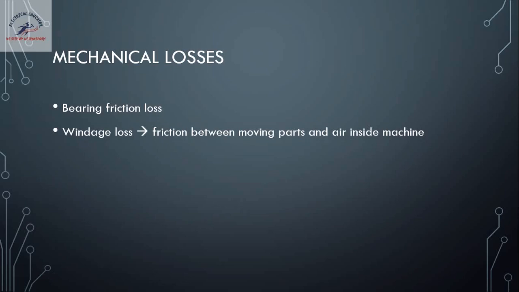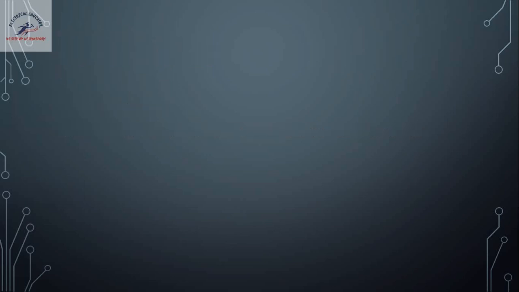There is something called windage loss. This is the friction between moving parts and air inside the machine. The air drags the rotor in the opposite direction, thus reducing the speed of the rotor, or leading to loss of some torque, which is called windage torque. So these are the losses that mainly occur inside the rotor.